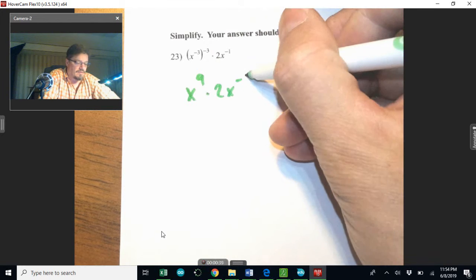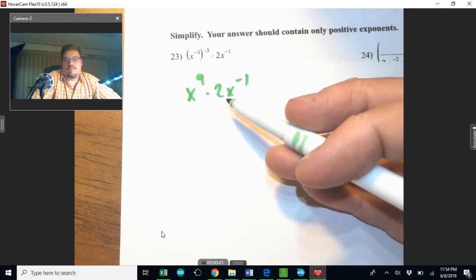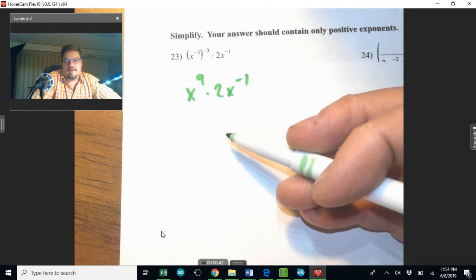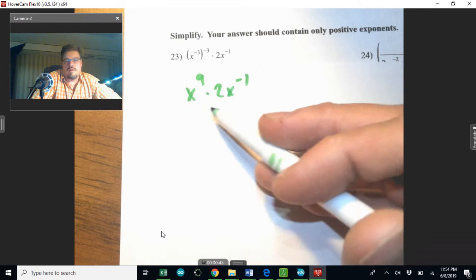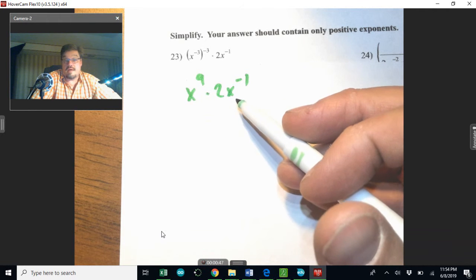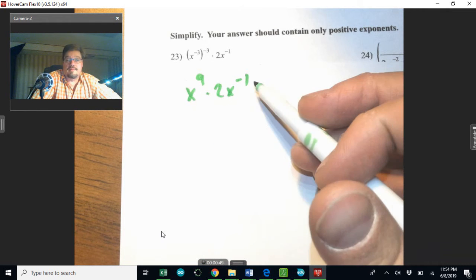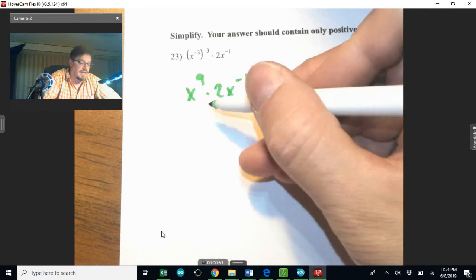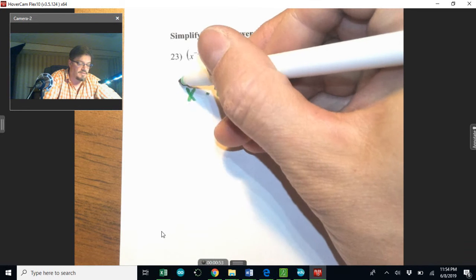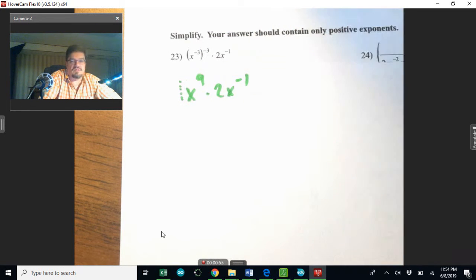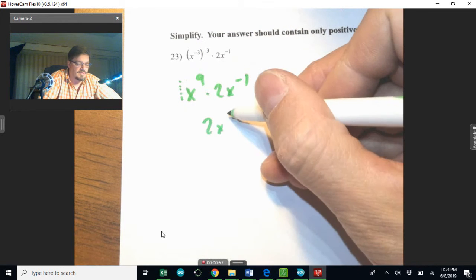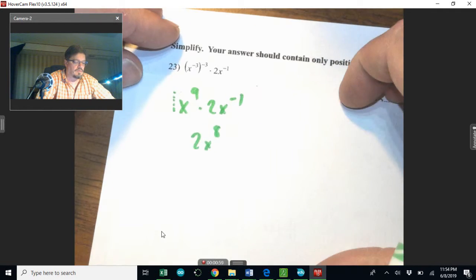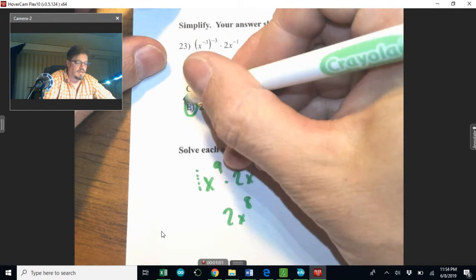Now you have this. Now we could put this x in the denominator, or we could just see that I have two bases the same, x, and 9 plus negative 1 is actually 8. Now the 2 just gets multiplied to this invisible 1 here. So it's just 2. So you get 2x to the 8th, all right? So it looks like that answer would be E.